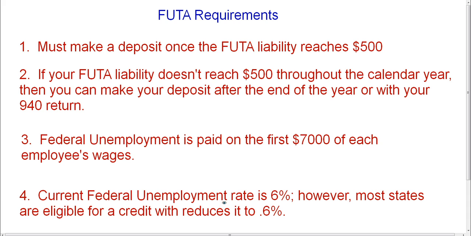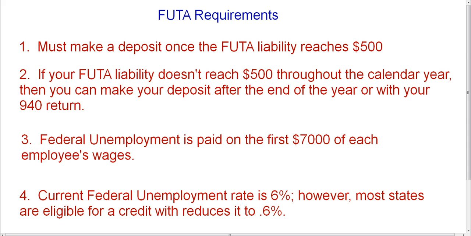The Federal Unemployment Tax Act is in place to oversee the state's unemployment agencies. So the majority of your unemployment tax is going to go to the state. However, because the federal government has to oversee this, they are collecting a small portion. If you pay your state unemployment tax on time, and you are not negligent in any way in the tax that you owe your state, then you will be eligible for the credit, which will greatly reduce the federal unemployment rate.